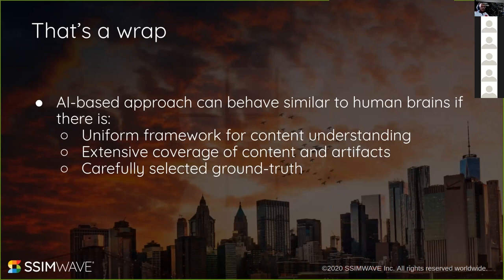I just want to end with the one thing that I want everyone to remember, if you remember anything of this talk. If you're about to start, or you already started, building an AI-based approach, these are the 3 things that you have to be careful about. You have to build a framework that is uniform when it comes to content understanding. By that, I mean try not to separate the feature extraction part from the modeling part. This did not prove to work well.